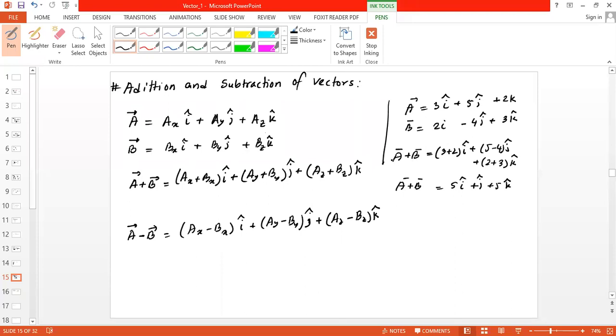So what should be the value of A minus B here? Can you do the math here? If A is given by this and B is given by this, just please solve this thing and write the answer in the chat box.